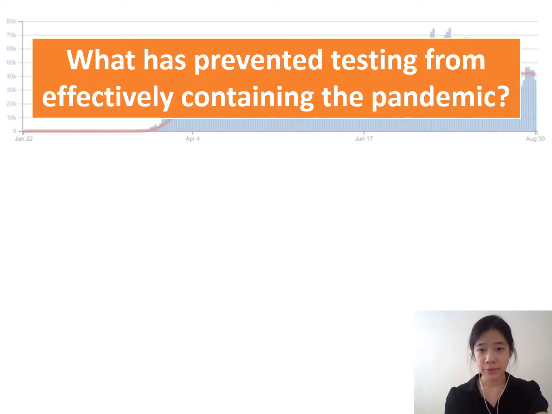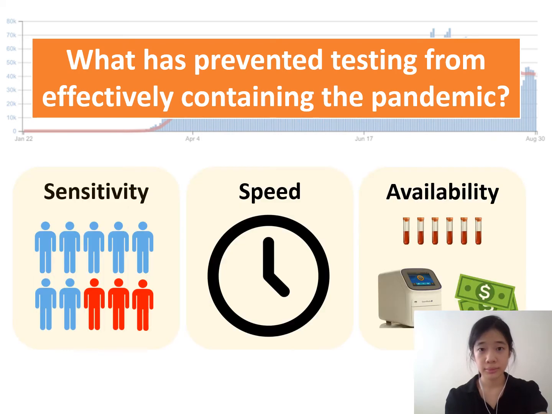So what has prevented testing from effectively containing the pandemic? There are several major challenges, including sensitivity, testing speed, and availability of testing.